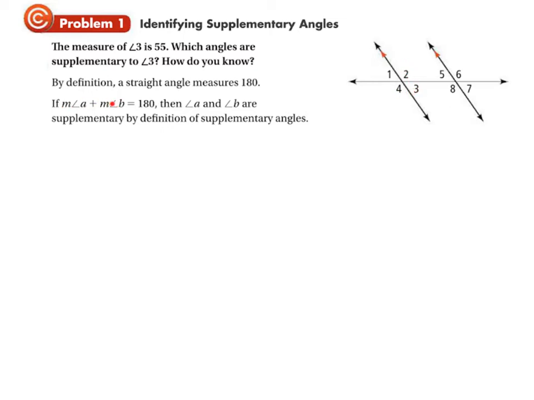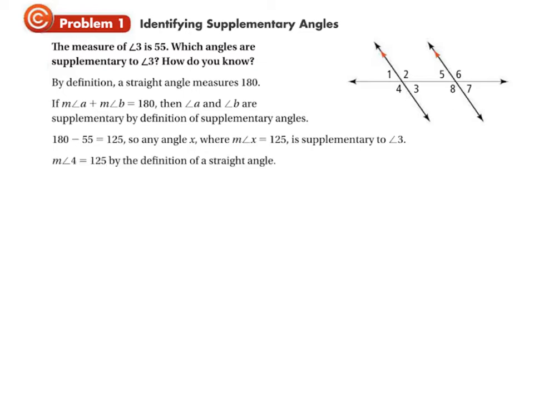So if the measure of angle A plus the measure of angle B equals 180, then A and B are supplementary, so they're asking which ones are supplementary. So 3 and 2 are a linear pair, and 4 and 3 are a linear pair. If we know that, 180 minus 55 is 125, so any angle that measures 125 is going to be supplementary to angle 3. And angle 4, by definition of a straight angle, is going to be equal to that.